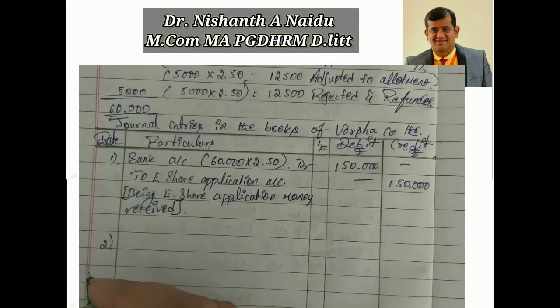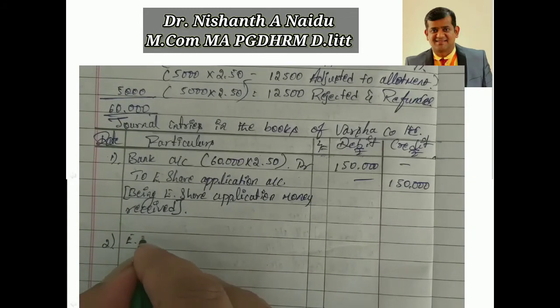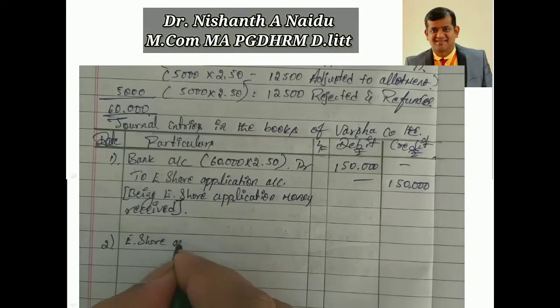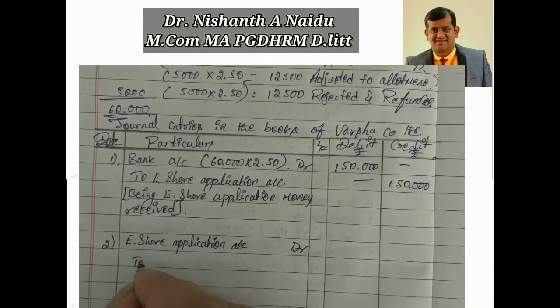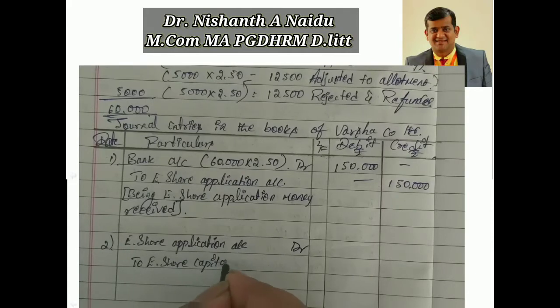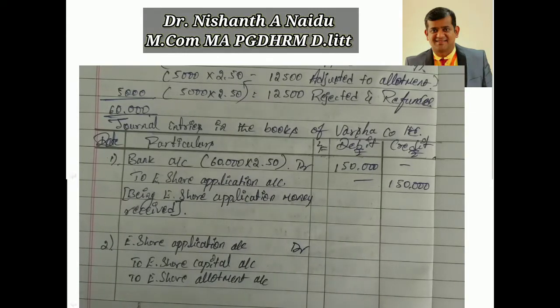Second entry. The second entry is always a transfer entry. Which money have I received? Equity share application account. Application account debit to equity share capital account, to equity share allotment account, to bank account.